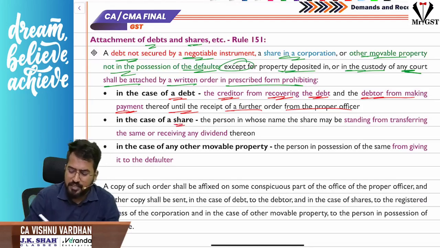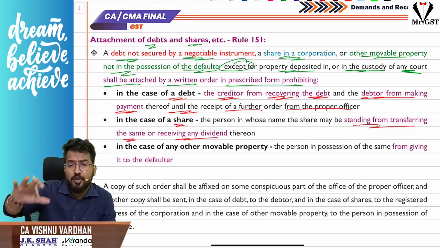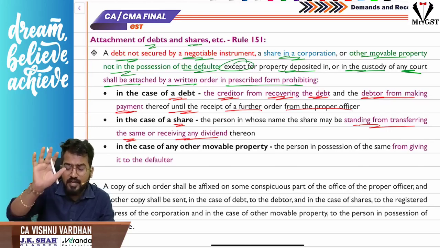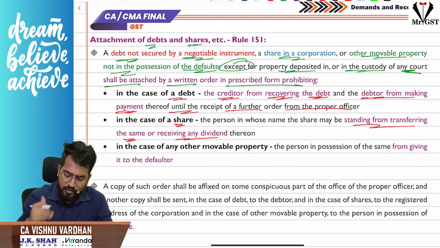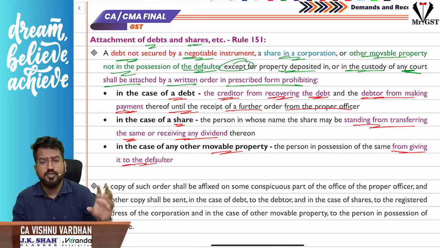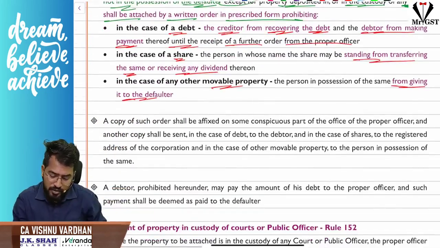In case of a share, sir, we can give an instruction to the person in whose name the share may be standing, prohibiting transferring the same or receiving any dividend. So the proper officer may give an order against attaching the dividend or the sale of those shares without the proper officer's approval. In case of any movable property, the same, from giving it to the defaulter. Sir, the person who is in possession should not give it to the defaulter until we give the further order. So that way they can give the order.